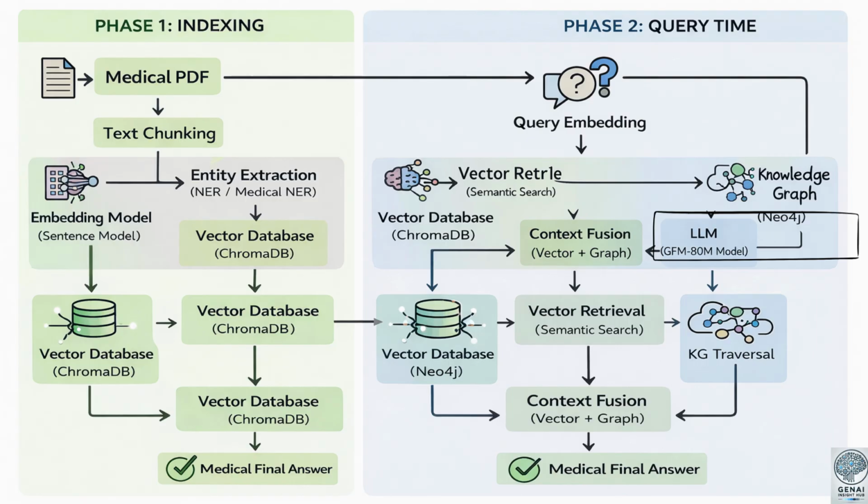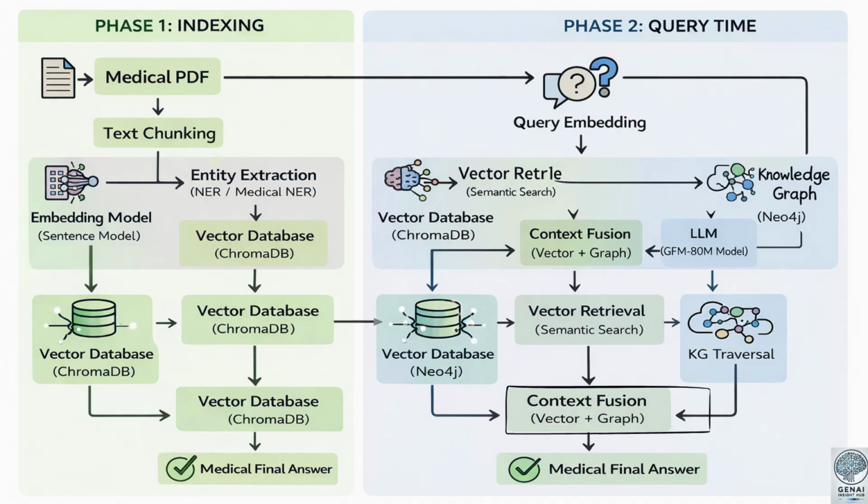At the same time, the system also interacts with the knowledge graph Neo4j to access structured medical relationships. From there, it performs KG traversal, which explores connected medical entities such as fever caused by infection. The results of this traversal are again combined in another stage of context fusion, vector plus graph, to ensure both semantic similarity and structured reasoning are integrated.